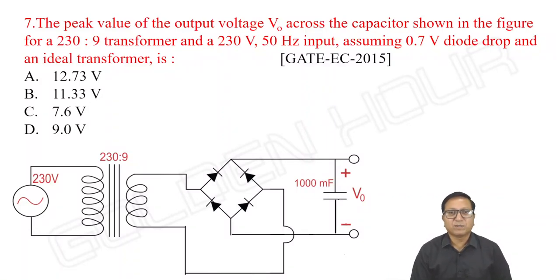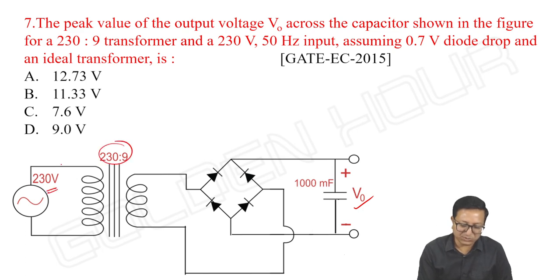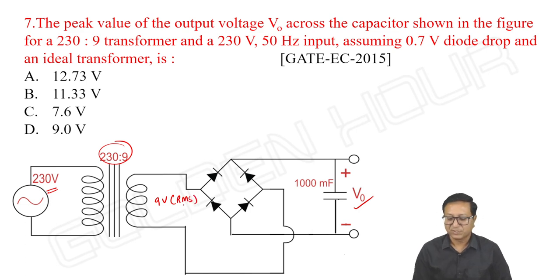Next, the peak value of the output voltage V0 across the capacitor shown in the figure for a 230/9 transformer and a 230 volts 50 Hz input, assuming 0.7 volts diode drop, and an ideal transformer is. Okay, the peak value of the output voltage across the capacitor. What is V output maximum? Okay, here it is 230 volts and turn ratio is 230/9. So here it is 9 volts. It is the RMS value. So what about V output peak?